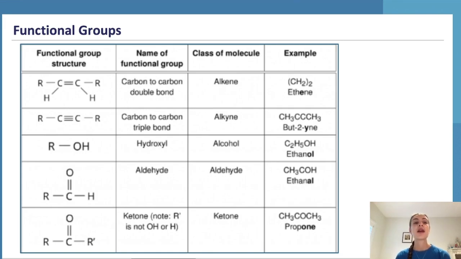So alkenes, very similar to alkanes, except their functional group is a carbon-to-carbon double bond. So this basically means that somewhere along the carbon backbone, there is a double bond between 2 of the carbon atoms anywhere along that carbon molecule.